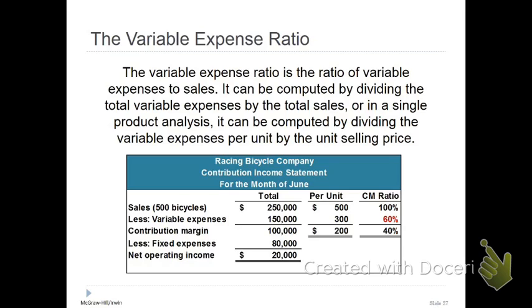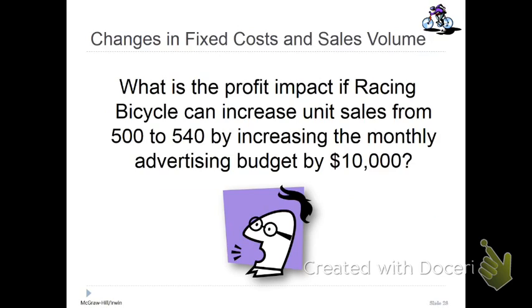We can talk in terms of a variable expense ratio, and businesses often calculate this as well. It's the ratio of variable expenses to sales. It can be computed by dividing total variable expenses by total sales. I prefer to think of it just as the complement. But either number is important, whether it's the 60% or the 40%. Once you've calculated the one number, the other number just falls out because it's the complement. They have to equal 100%. Okay?